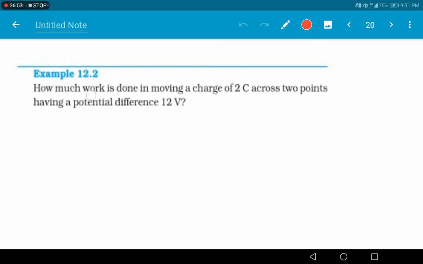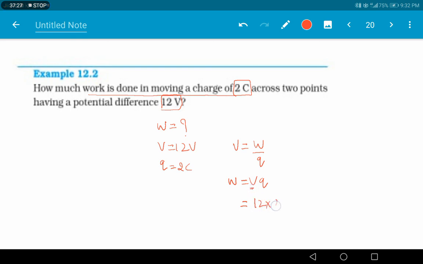How much work is done in moving a charge of 2 coulomb across two points of potential difference 12 volt? So work done. V equals 12 volt, Q is equal to 2 coulomb. Therefore V equals W by Q, W is equal to V into Q. So V is 12, Q is 2, so 24 joules is the work done.